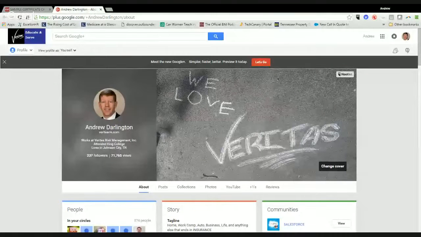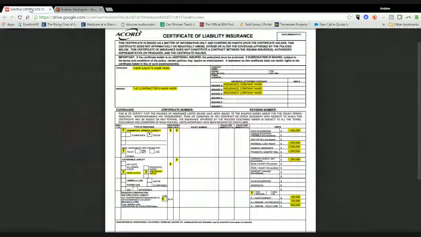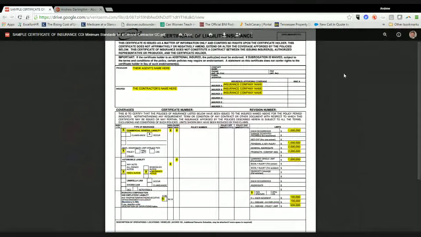So what we're going to do is show you what a certificate should look like, and then kind of walk through it so you'll know exactly what to do. So you'll know the top 5 things to look for when you're doing a certificate. I'm going to share my screen here. Okay, so what we want to look at is this. Okay, here's a sample certificate of insurance here.